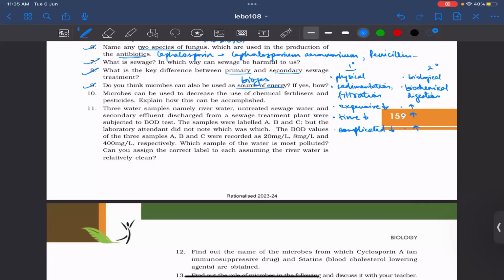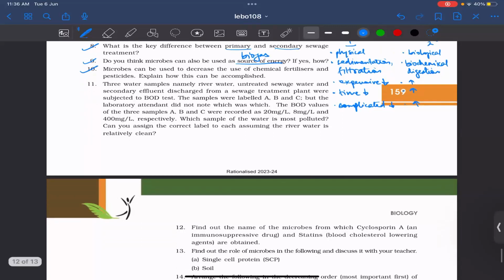For example, the biofertilizers can be used. For nitrogen, rhizobium and cyanobacteria can be used, and for phosphorus, the fungus mycorrhiza can be used from the genus Glomus.